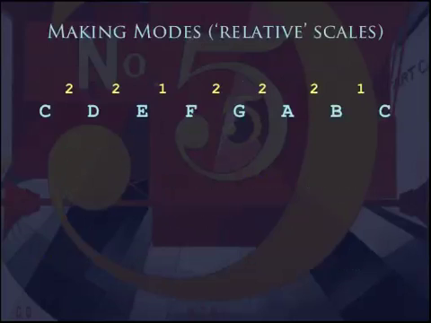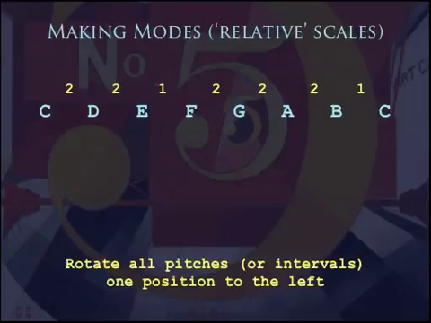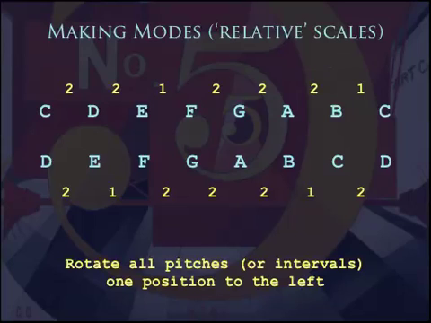All right, so here's how we do it. We'll take our major scale, here's our intervals, and we simply rotate. In this case, we'll just rotate one position to the left. So the D moves over one to the left, the E moves over one to the left, the F moves over, etc. And when we do this and then figure out the intervals, we realize that the intervals have done exactly the same thing.